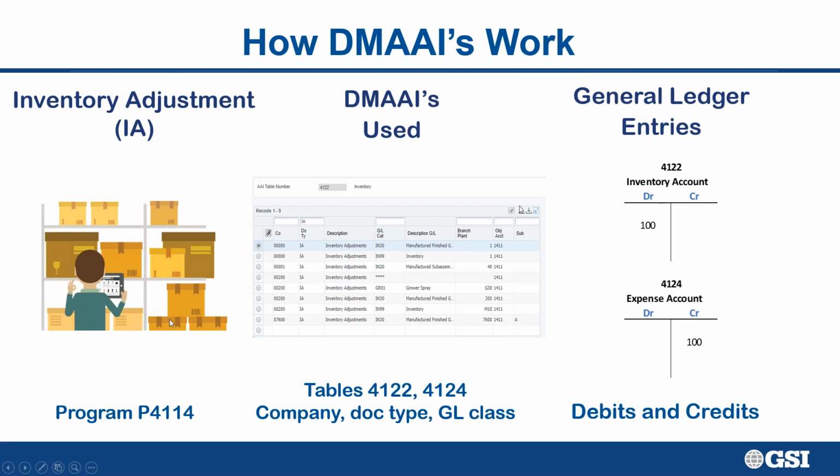Okay, so every program is like this. They are mapped, they are hard-coded to use specific DMAAI tables. And once they find those and things are validated, the GL entries are made. So that's how the DMAAIs actually work.